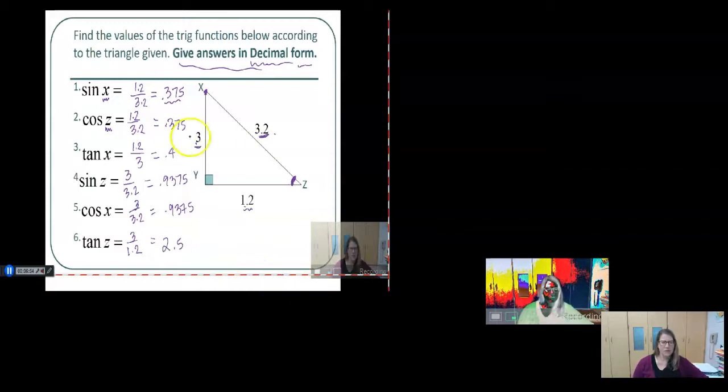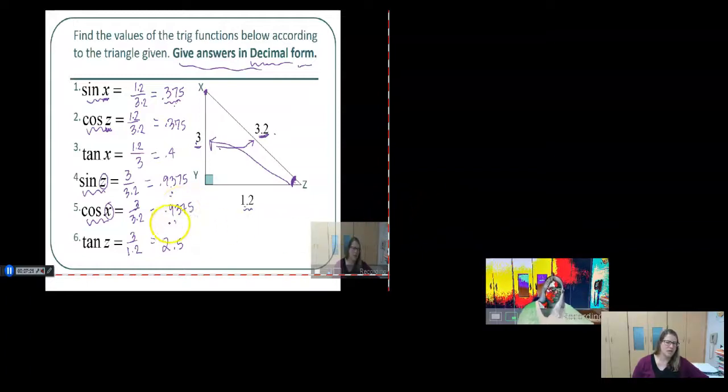Okay, so notice here that the sine of x and the cosine of z are the same. Also, the sine of z and the cosine of x are the same. Okay, think about why that might be for a moment. Because I'm changing reference angles here, when I'm looking at sine of z, sine is opposite over hypotenuse, so that would be 3 over 3.2, right?